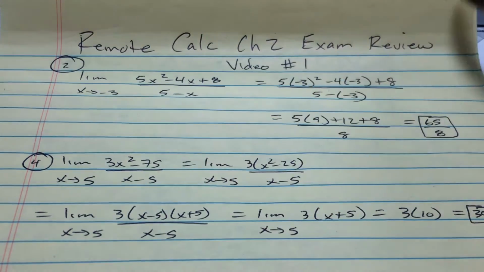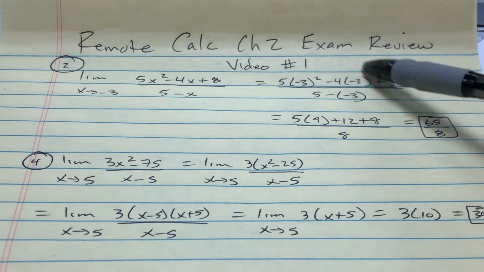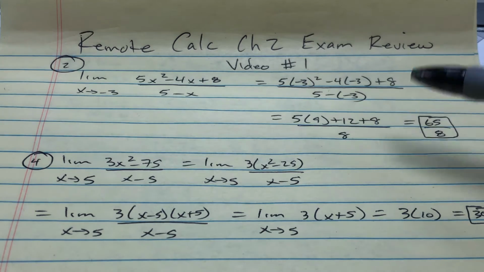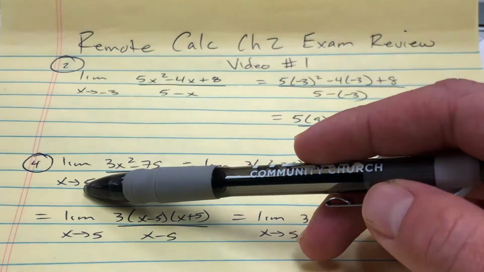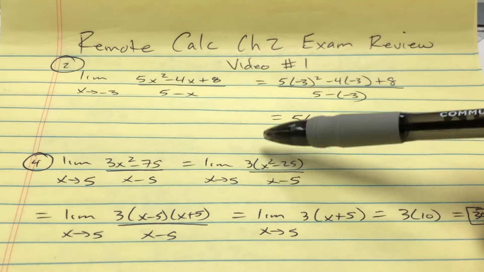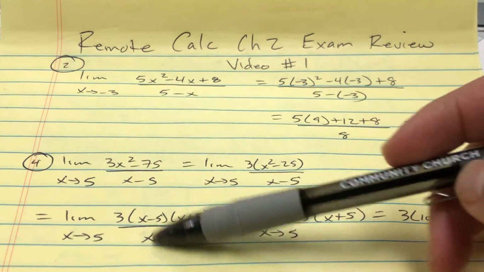Limit as x goes to -3 of this rational function f of x. You can just plug -3 in for x, and you get 65/8. That one is simple. Number 4, the limit of f of x as x goes to 5. You need to factor this top. 3 times x squared minus 25. This is the difference of two perfect squares. Now the x minus 5's cancel.